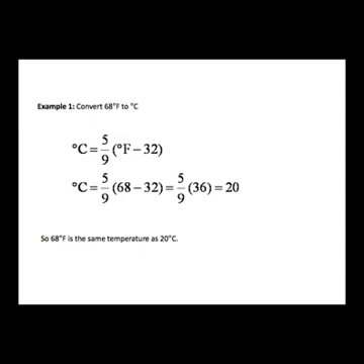Example 1, converting 68 degrees Fahrenheit to Celsius. You take your 5/9 times the Fahrenheit temperature minus 32 degrees. 68 minus 32 is 36. Multiply that by 5/9 equals 20. So 68 degrees Fahrenheit is the same temperature as 20 degrees Celsius.